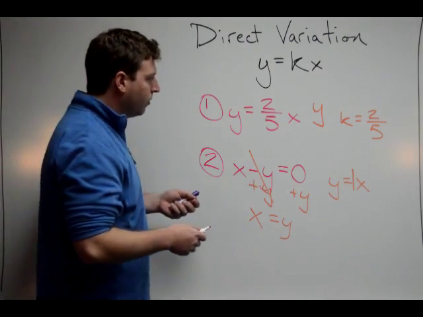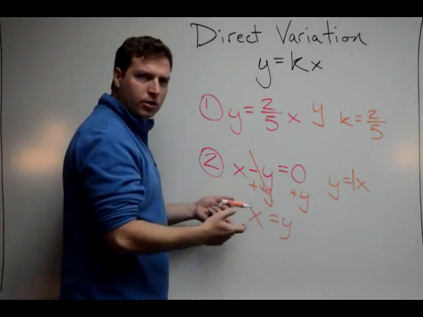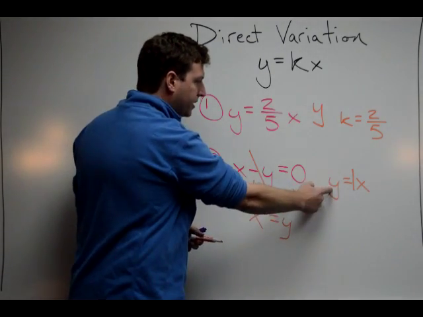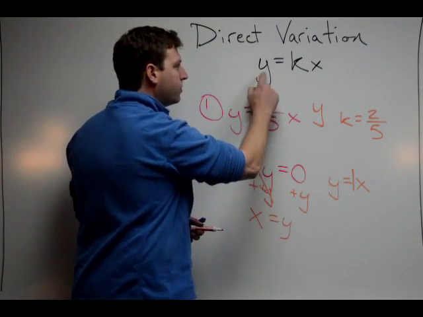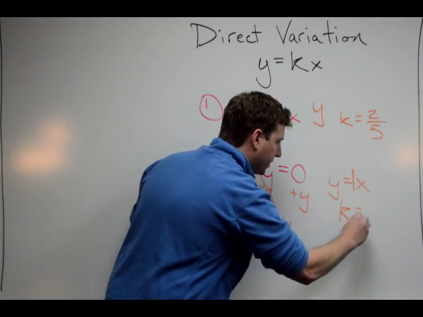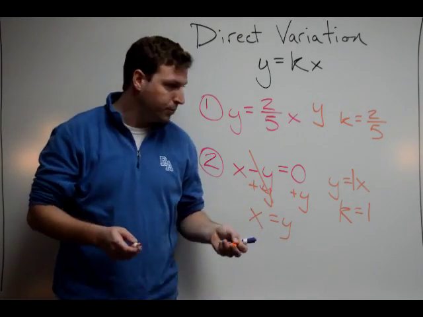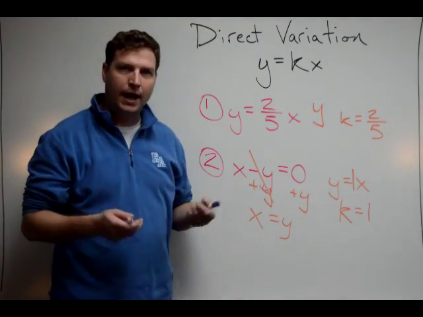It's a 1, right? And now, this x minus y equals 0 looks just like my direct variation. y equals 1x, y equals kx, and I can see that this is direct variation with a k value of 1. It's pretty easy. We just need to make sure we get it in this format and then double check.